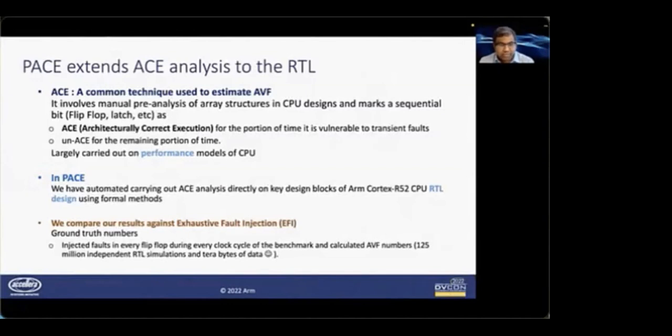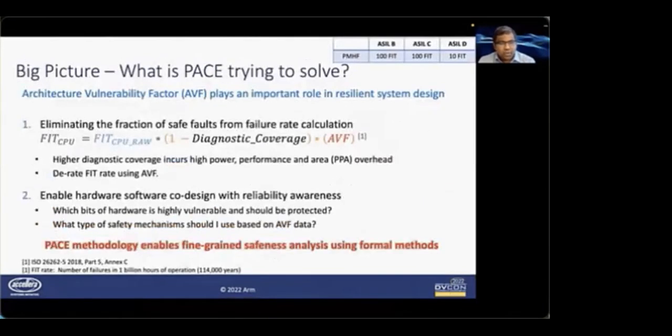In our experiments, which I'll present later, we've compared our AVF numbers from PACE against exhaustive fault injection experiments, where we've injected one bit flip on every clock cycle on every flop of the design for a bunch of benchmarks. Together, we've run some 125 million independent RTL simulations and terabytes of data. So what is this PACE methodology trying to solve?